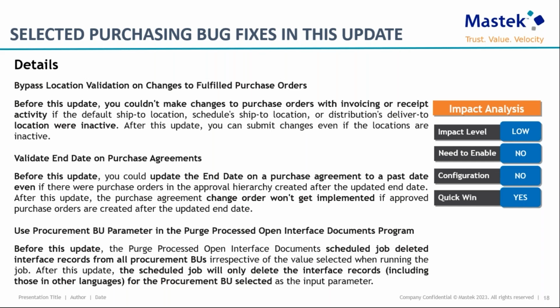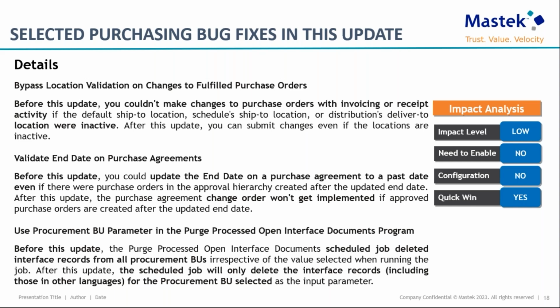The next bug fixing is the validate end date on purchase agreement. Before this update, when we updated the end date on the purchase agreement to a past date, and purchase orders in the approval hierarchy had been created after the updated end date, it was possible to implement the change order to update the past date. But after this update, the purchase agreement change order won't be implemented if approved purchase orders are created after the updated end date.